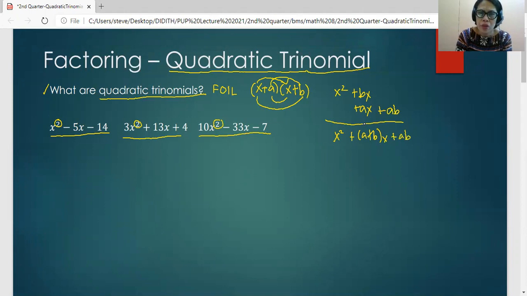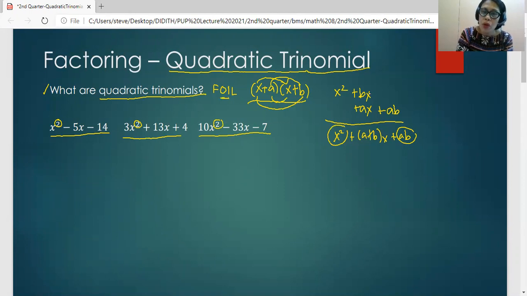In relation to these binomial factors, class, we were able to obtain x squared and ab here by working on the product of the first terms and the last terms respectively. And the middle term here, quantity a plus b, x, is the result after we have combined the O and I, the product of the outer terms and the inner terms.